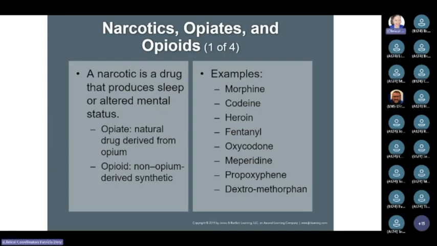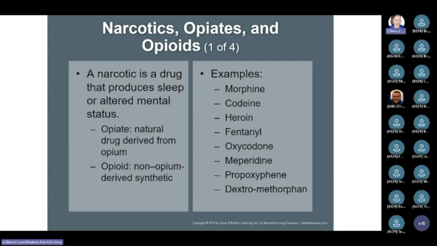Okay, so let's get back to narcotics, opiates, and opioids. Okay, so narcotics all the way across. Remember, we talked about how we have toxidromes, right? So this is a toxidrome. It's a drug that produces sleep and altered mentation, right? Your opiate is natural, whereas your opioid is synthetic. And that's the only difference between the two.